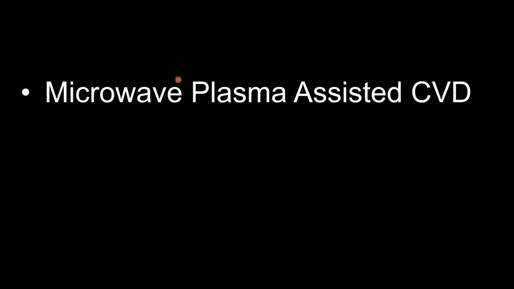The second type of CVD process based on plasma is known as microwave plasma assisted CVD. So microwave plasma assisted CVD operates with microwaves. Another type of CVD is known as remote plasma enhanced CVD.